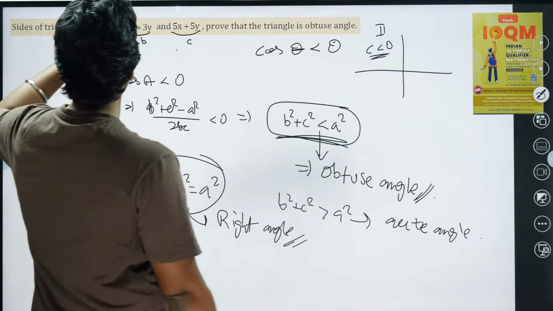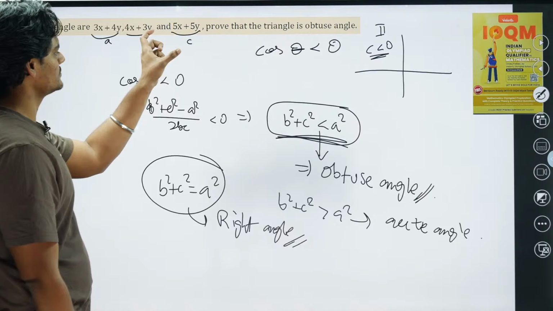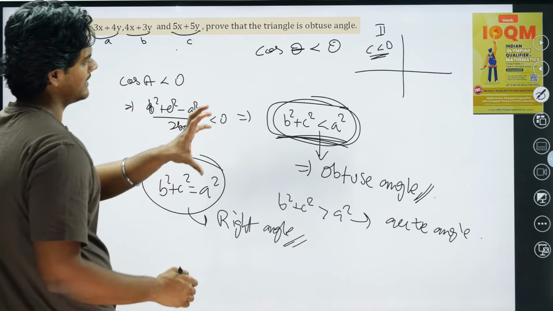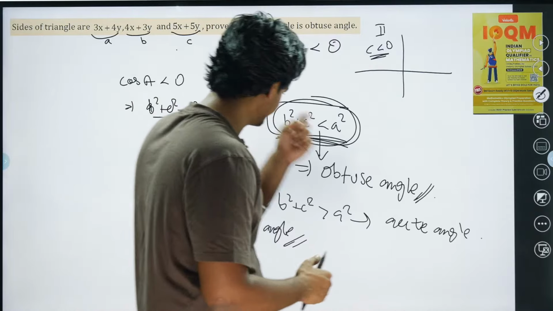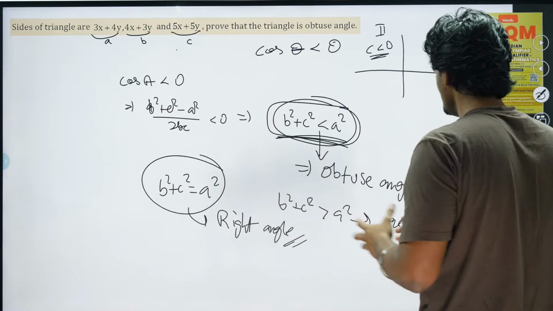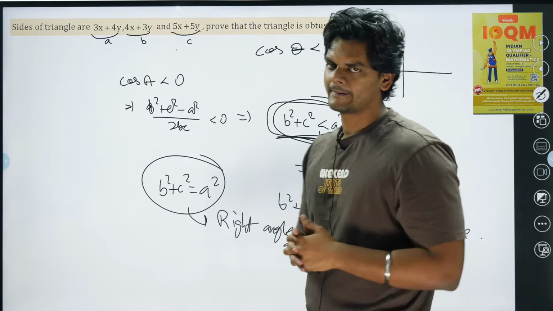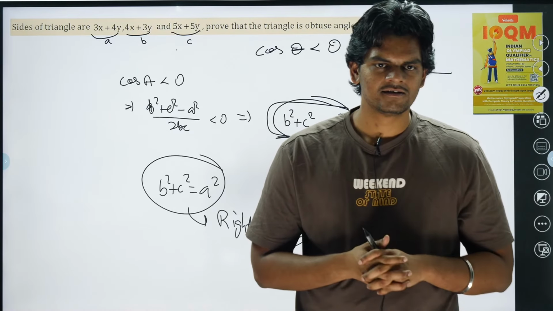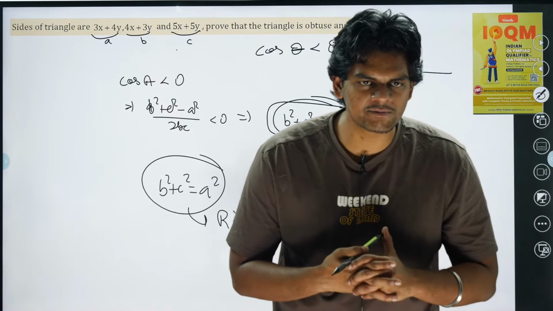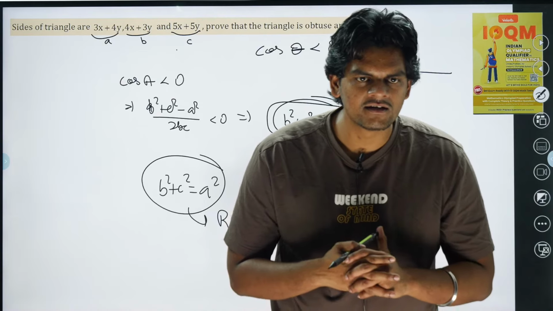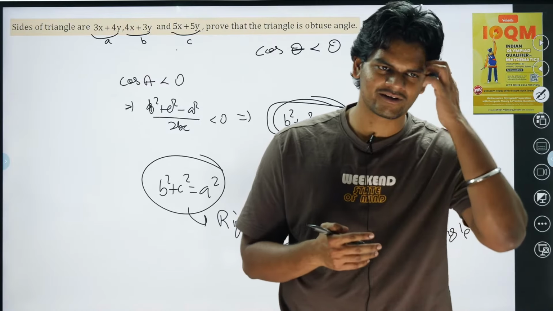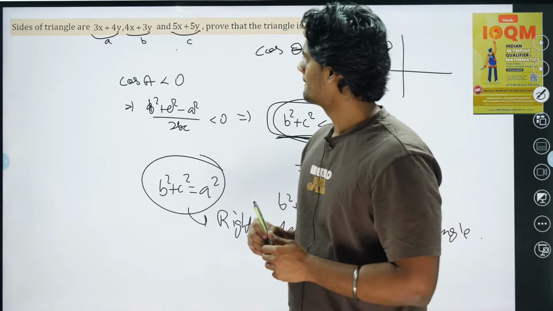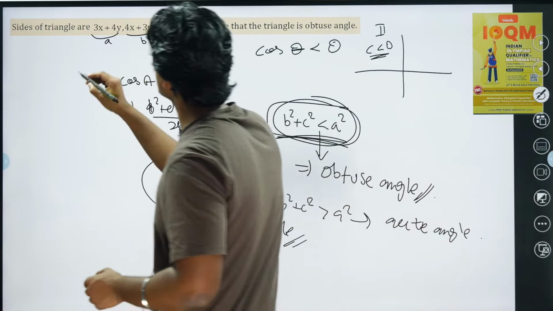So now figure out the sum of squares of which two sides is less than the square of the other side. We can also use the Pythagorean theorem, but actually it's not the Pythagorean theorem, you are basically using the cosine rule only. So what is A square?